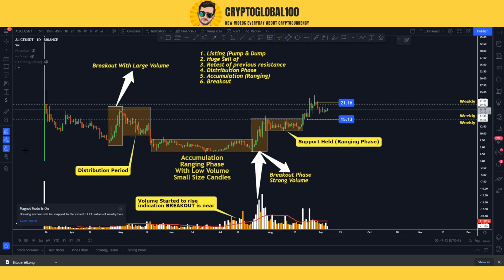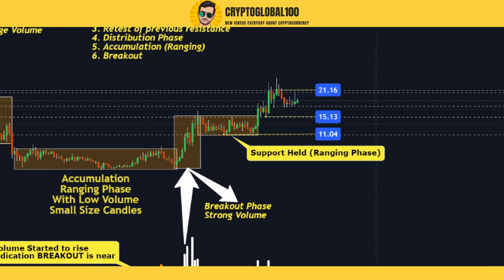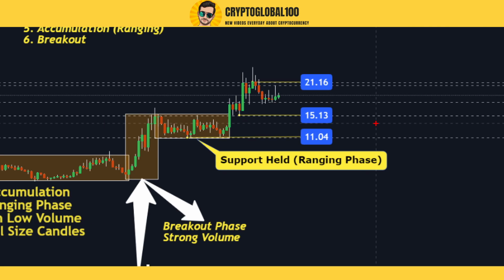Let me draw the levels here at this point. Then we might be testing this area. Let me draw this level again, and $11. So these are very important and key support levels on the daily area, okay. This is the daily chart. This is support 1, 15.13. This is support 2, okay.